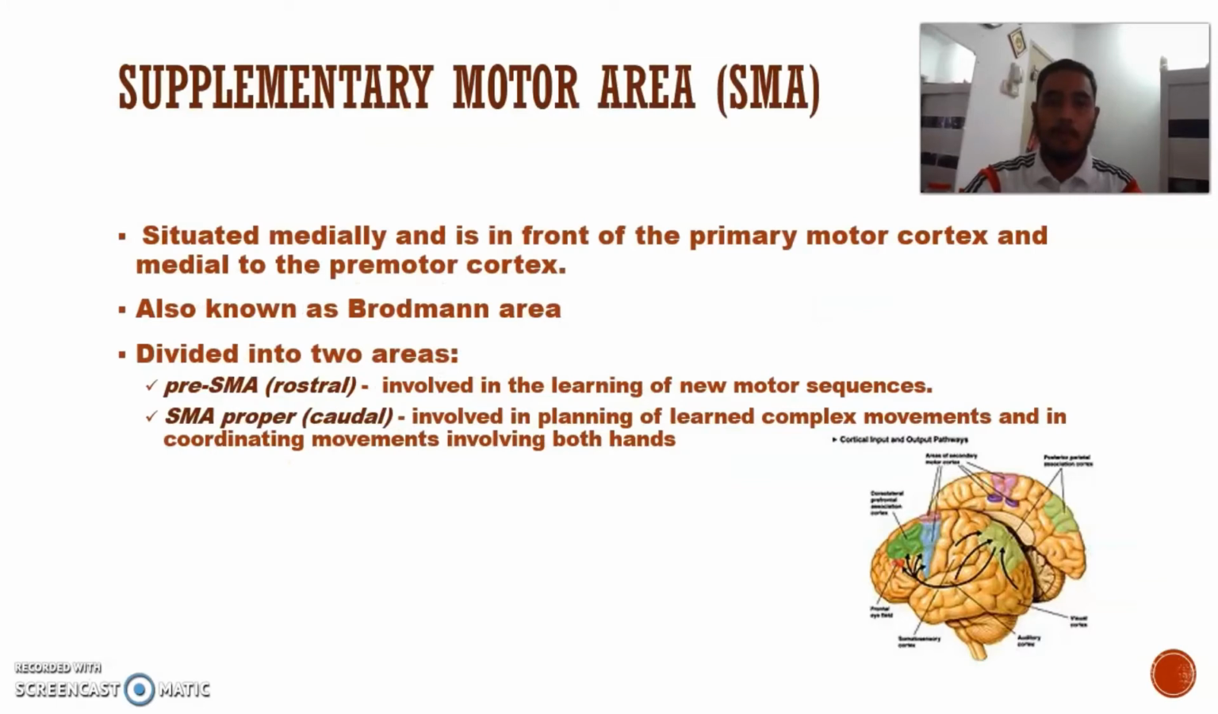So next, we go to the SMA, which is the supplementary motor area. The SMA is situated medially, in front of the primary motor cortex and medial to the premotor cortex, also known as a Brodmann area. It is divided into two areas, pre-SMA and SMA proper. Pre-SMA is involved in the learning of new motor sequences. SMA proper is involved in planning of learned complex movement and in coordinating movement involving both hands.